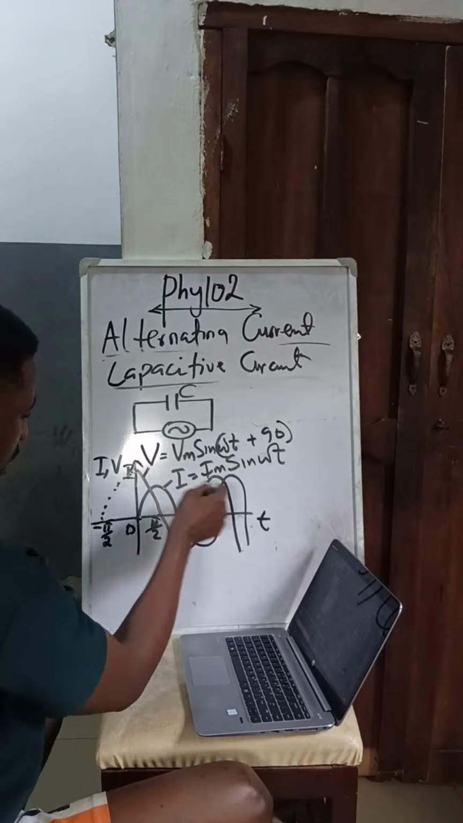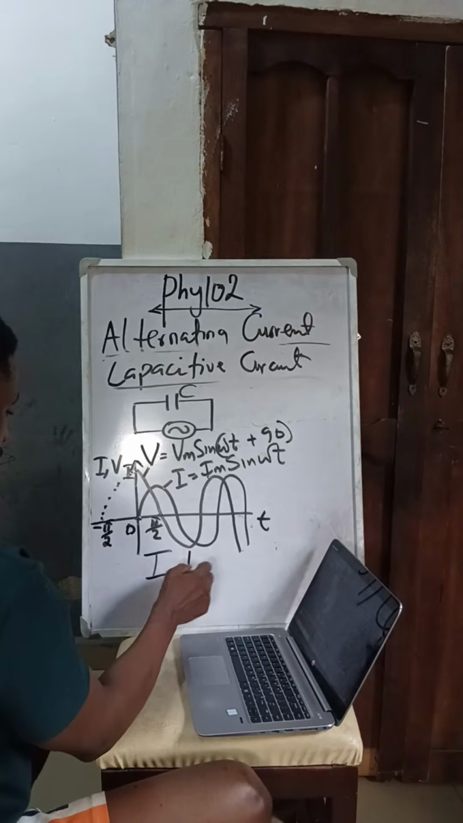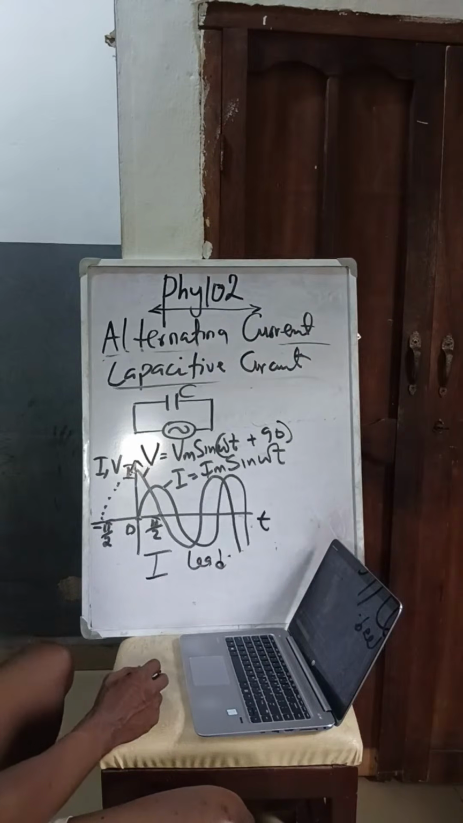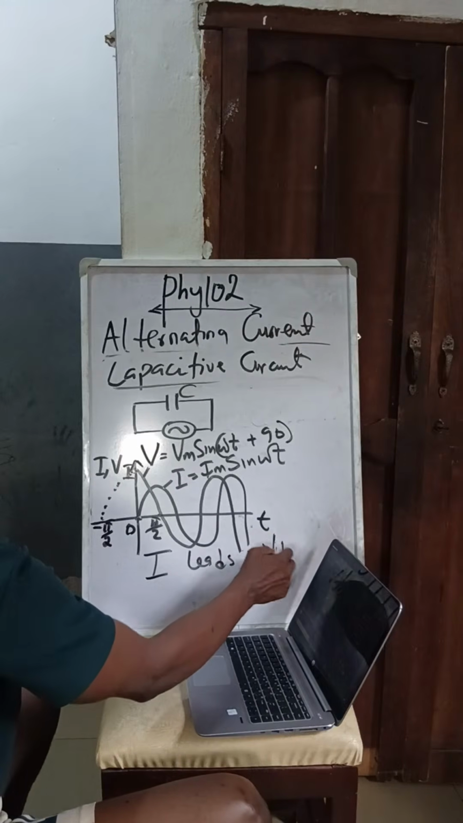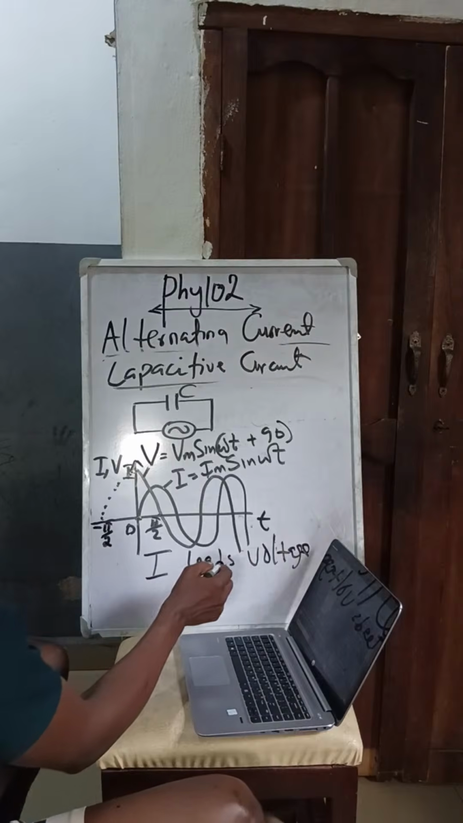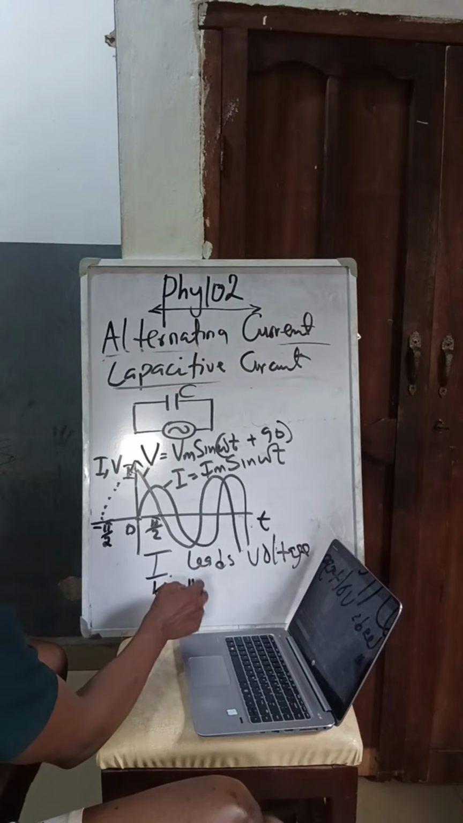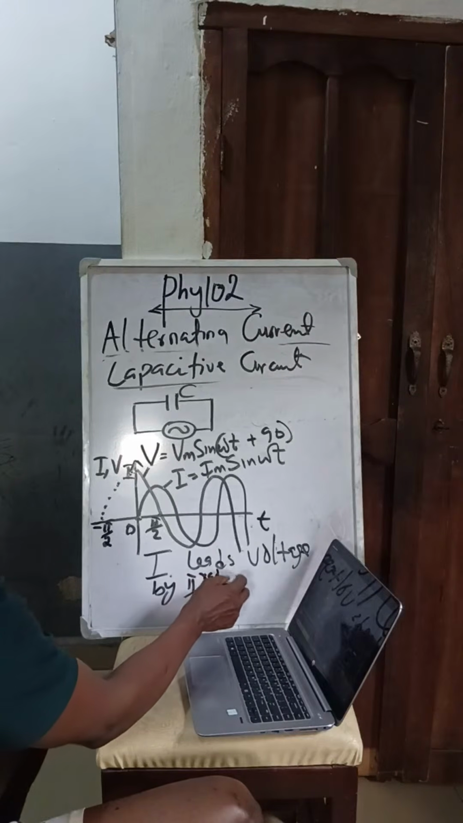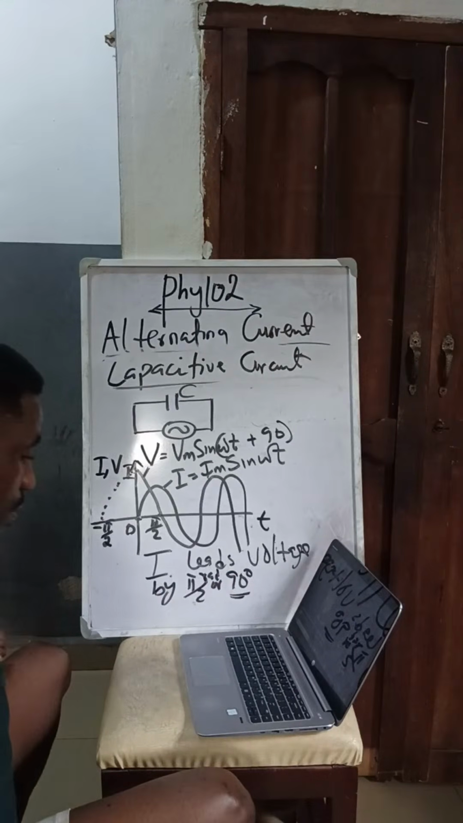So current leads voltage. This is very important. Current leads voltage by either pi over 2 radian or 90 degrees. So that is the main point.